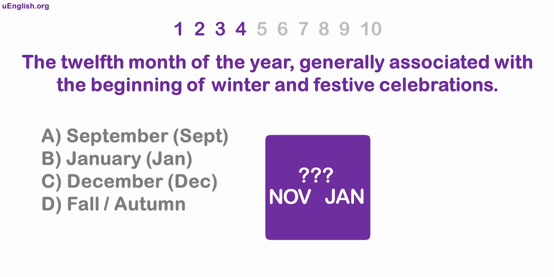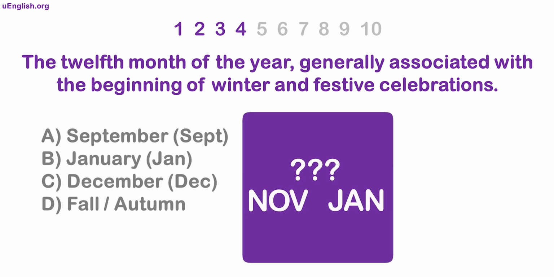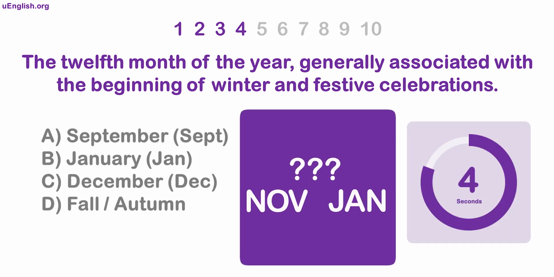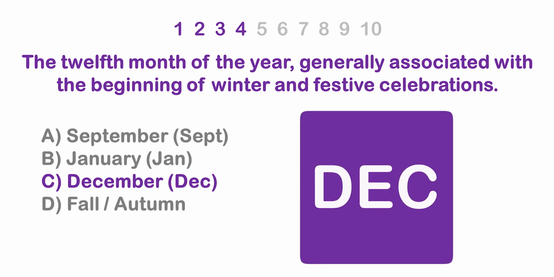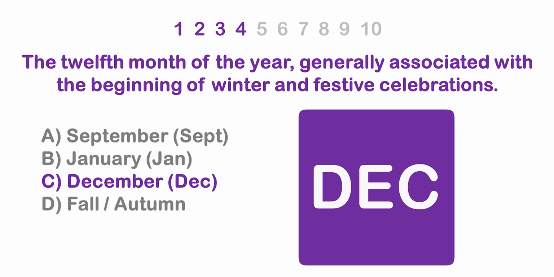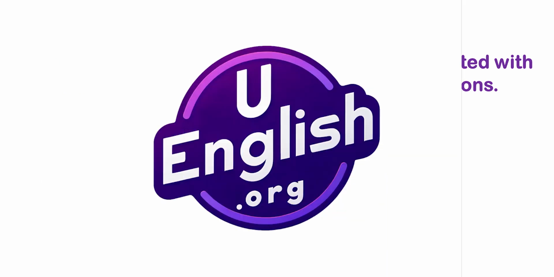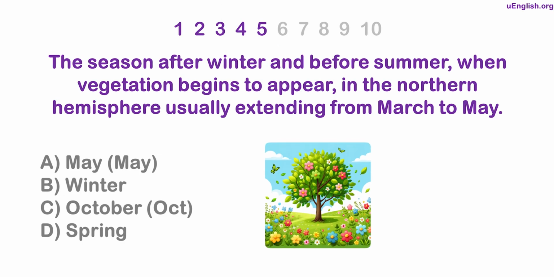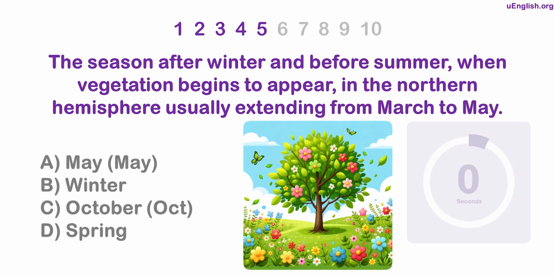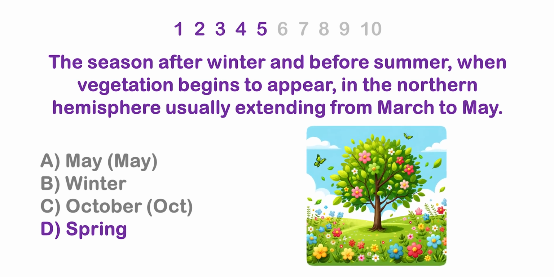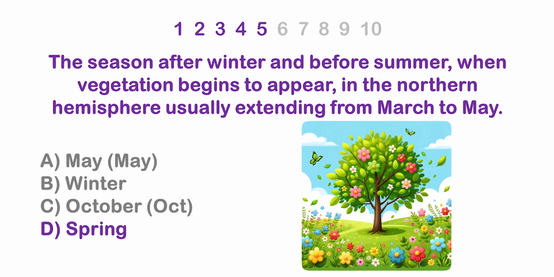The 12th month of the year, generally associated with the beginning of winter and festive celebrations. Obviously, it's December. December is the 12th month of the year, generally associated with the beginning of winter and festive celebrations. The season after winter and before summer. Which answer is correct? For sure, it's spring. Spring is the season after winter and before summer.